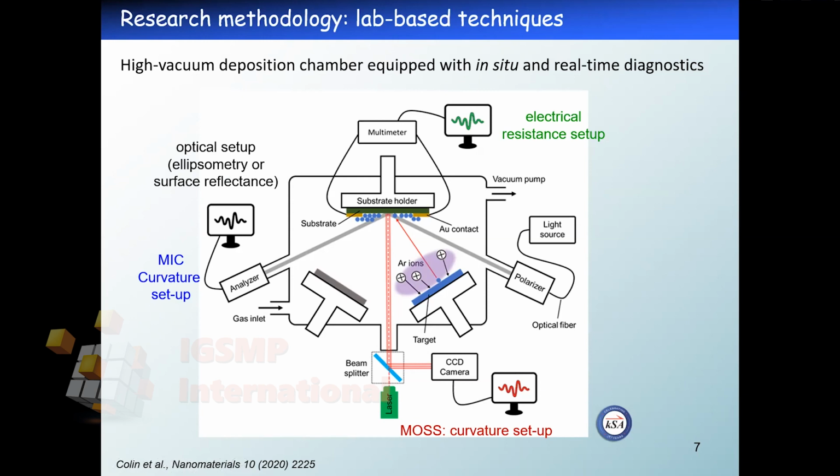So we can use ellipsometry or surface reflectance spectroscopy. And we can additionally use the electrical resistance setup, in real time during deposition, in order to monitor the change of electrical resistance. I will discuss today results relying on these two setups, the electrical resistance and the curvature setup.